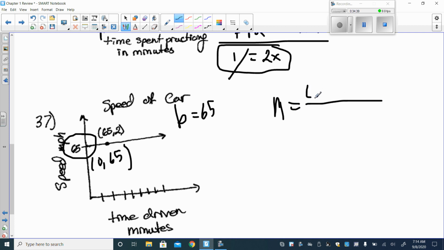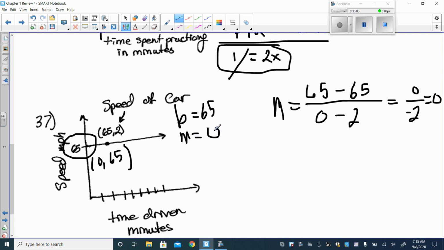Well, the y value of one point is 65 at this point here, so we have 65 over 0. And this other point here, I have 65 and 2. Well, 65 minus 65 gives me 0 over, would be negative 2. Well, that's just 0, because 0 over any kind of number is always going to be 0. So our slope is 0.